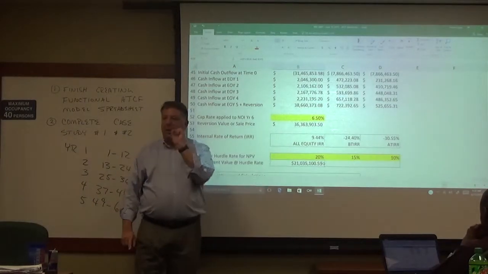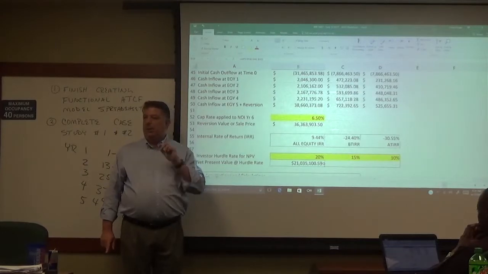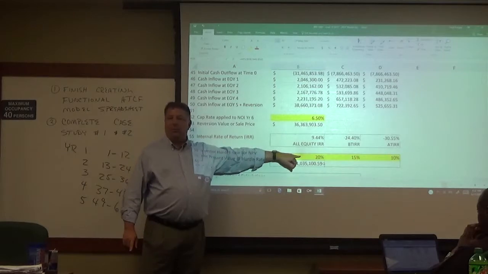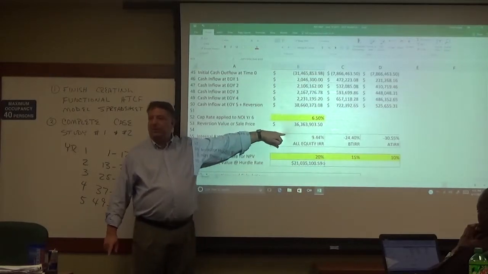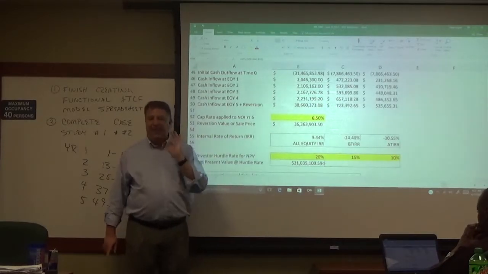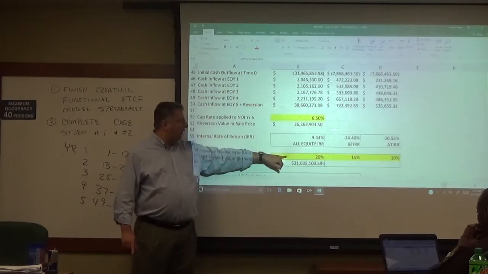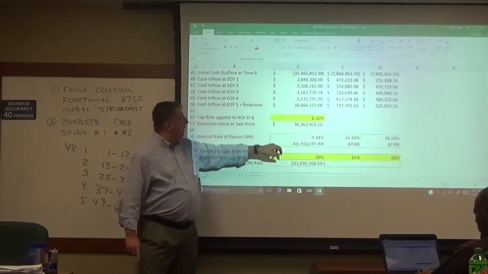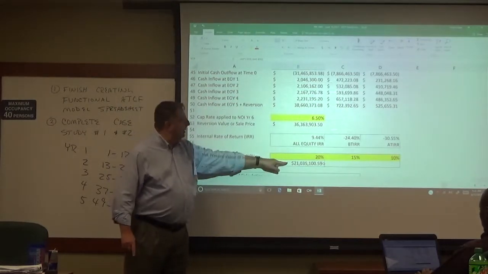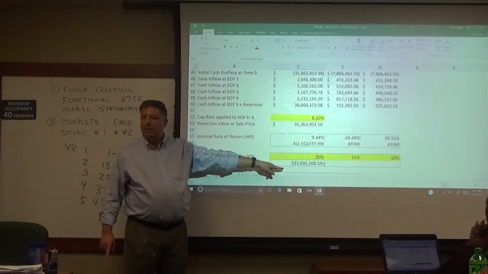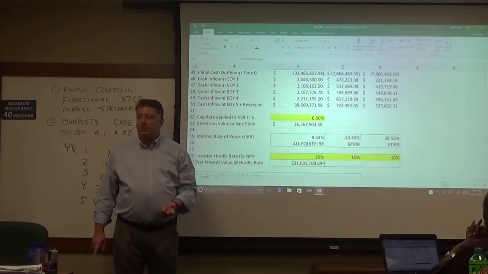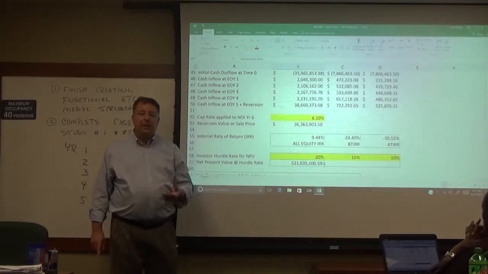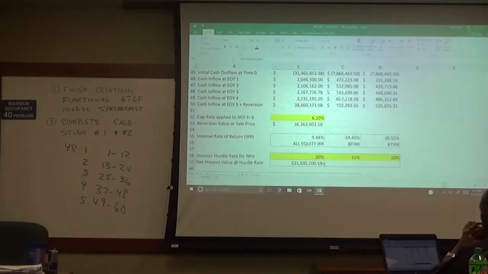This answer is basically saying if we required a 20% return on this deal, and we know we're not getting a 20% return because our IRR is 9.44, this is the most we could pay for the project at time 0. Well, we're paying $31 million, which is basically $10 million more than what we should be paying for it. As a result, we're probably going to get a negative value for the net present value. But how are we going to get that number?